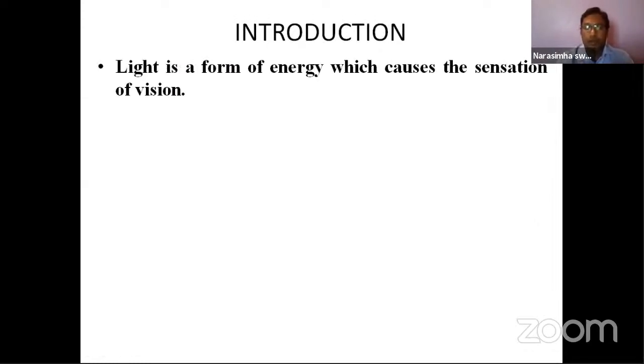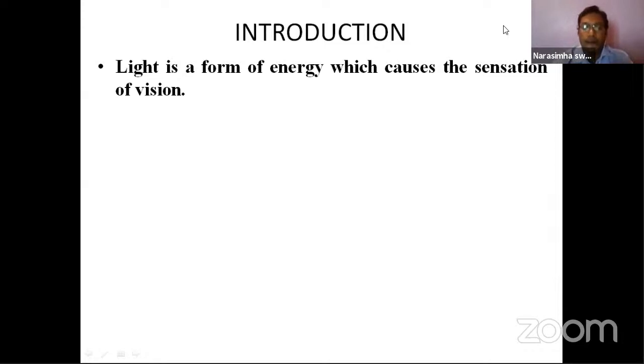some points about light. So light is a form of energy which causes the sensation of vision. So what does it mean? If the light is not there, then what happens? We cannot see the things. That is what the sensation of vision means.